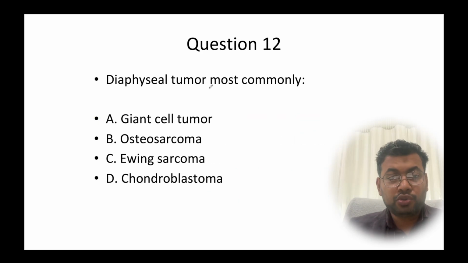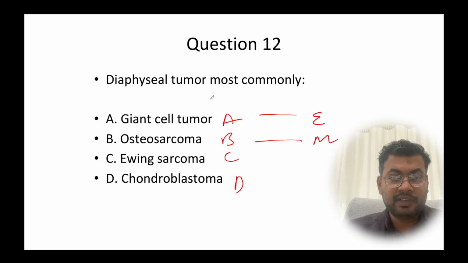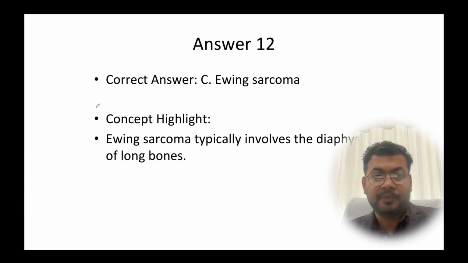Diaphyseal tumor most commonly. So which of these is diaphyseal? A. GCT, B. Osteosarcoma, C. Ewing sarcoma, D. Chondroblastoma. So GCT is epiphyseal, osteosarcoma is metaphyseal, Ewing sarcoma is diaphyseal, and chondroblastoma is epiphyseal. So the answer is C. Ewing sarcoma.